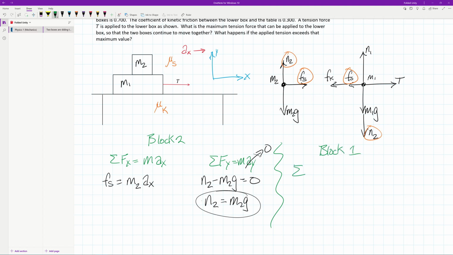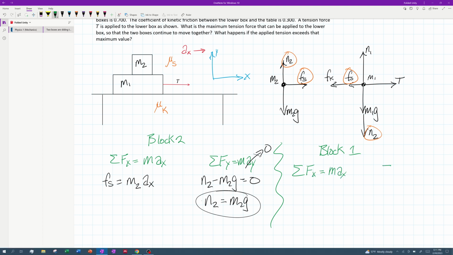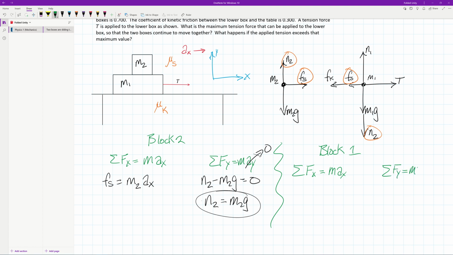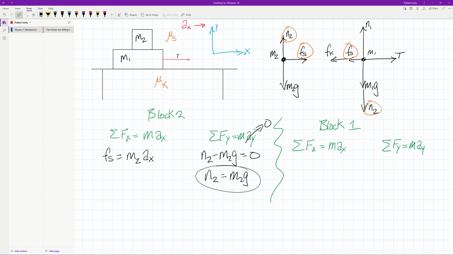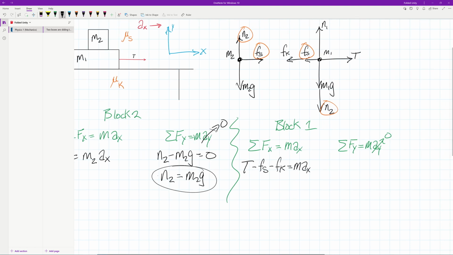Okay, so same thing. We're going to apply F equals ma, which means applying it in both the x and the y directions. In this case, the y acceleration is going to be 0 for the same reasons as we had before. And I'll fill in the x version first. So I've got a positive tension, a tension to the right, so it's going to be positive. And I've got static friction and kinetic friction acting back to the left. So T minus Fs minus Fk equals m1ax. Okay, and I'll leave that alone.